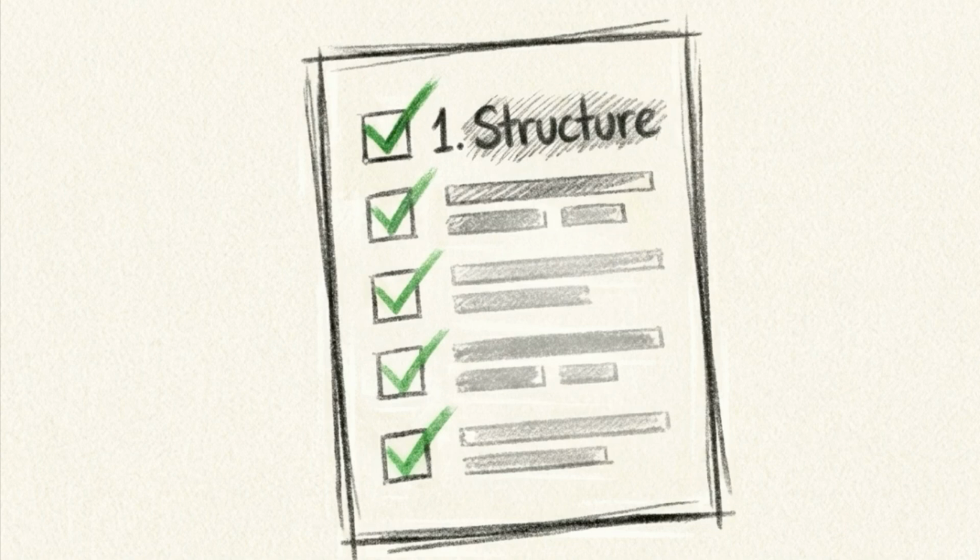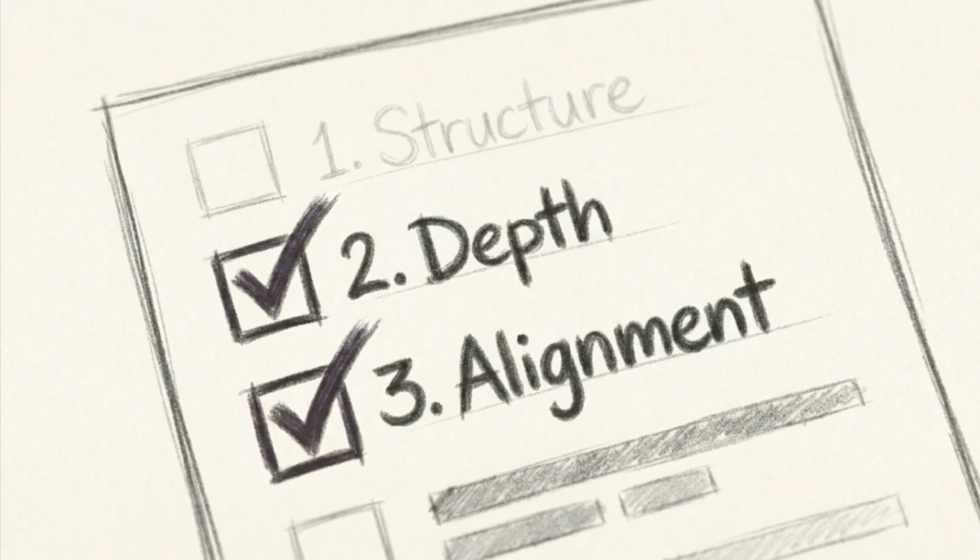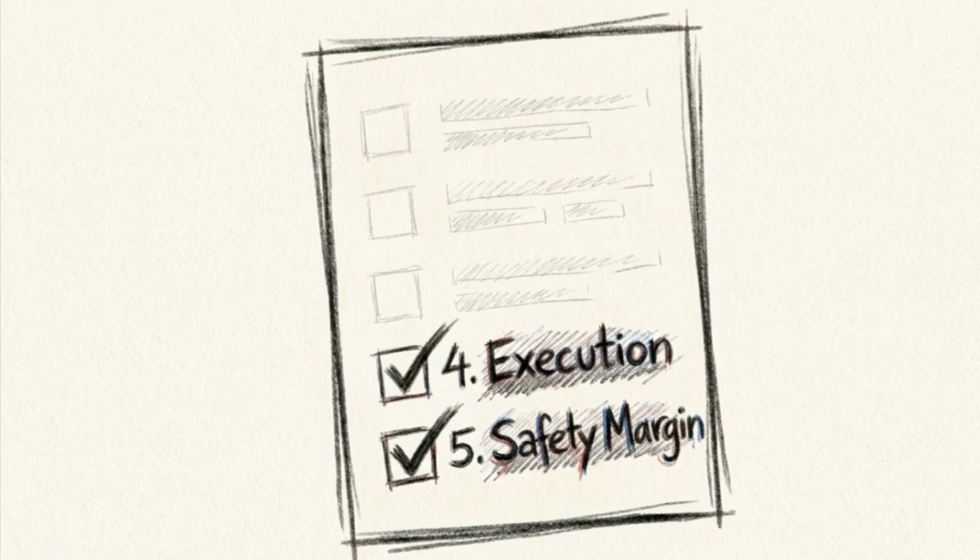First, identify a clear break of structure. Second, confirm a pullback into the golden zone. Third, verify an overlapping smart money block. Fourth, wait for the confirmation candle to fully close. And fifth, set your stop loss with adequate buffer space.